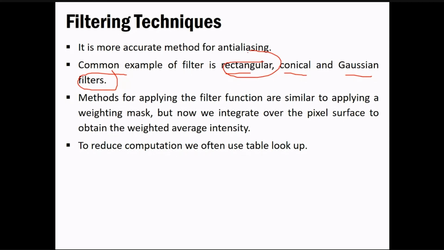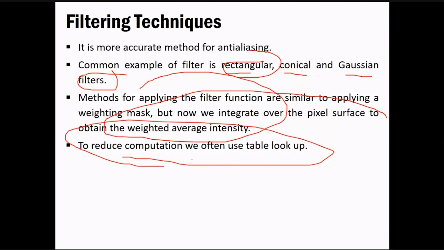So the method for applying the filter function is similar to applying a weighted mask, but obviously you are dealing with the original intensity value and you give some weighted mask, and we integrate over the pixel to obtain the weighted average intensity. Based on the calculation, these filters are applied to that image value or the line that you have given to it. They give you new values, and based on that you are trying to reduce those intensities. Okay, and similarly to reduce the computation we often use the table lookup method.